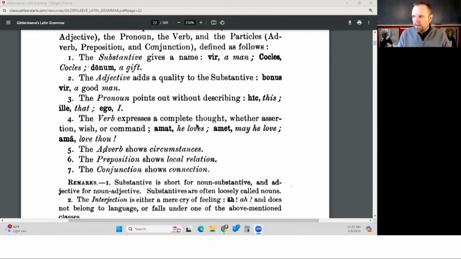Okay, the verb expresses a complete thought by itself. It can express a complete thought by itself. Whether an assertion, that's when we say that something is true. We make an assertion. It can be true or false, right? Like, it is raining outside. That's an assertion. It is raining. It's either true or false. That's the first kind of sentence that can be made, the first way that a verb can be used.